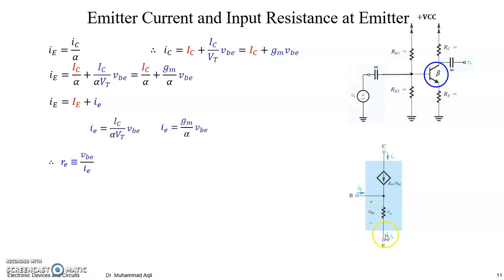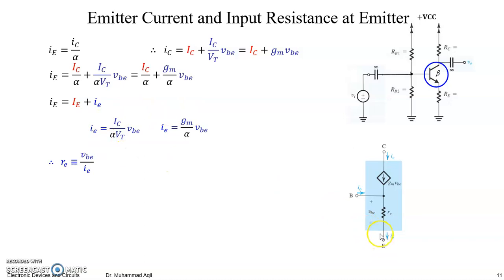So if you look into the emitter to model this transistor, you will have this model, right? In which the base to emitter resistance is at the emitter side, not at the base side, right? And at the collector you have a current source, right? So we have come across this one.